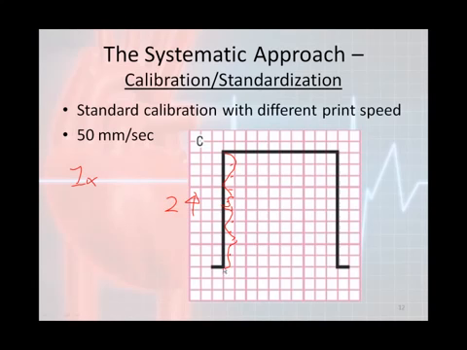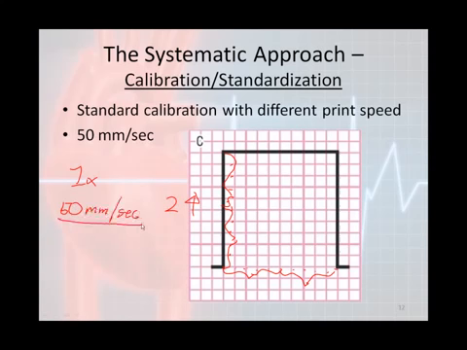But normally, this is supposed to be 1, 2, 3, 4, 5. This is 5 little boxes. This would make it 25 millimeters per second. But since we doubled the print speed, we are now actually printing at 50 millimeters per second.